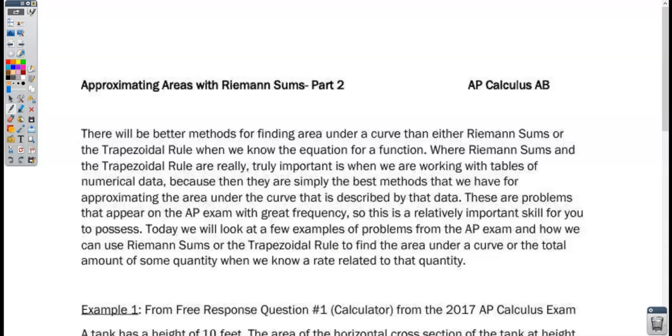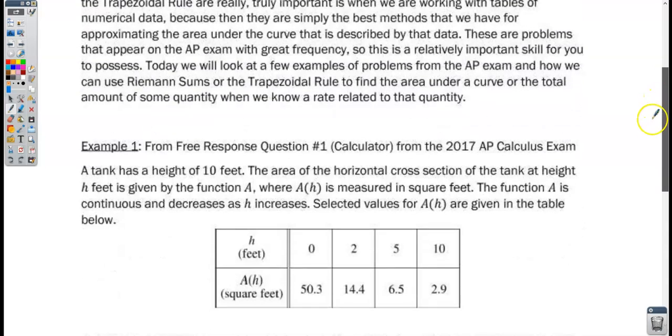These are also problems that show up in the AP exam with great frequency. So what we're going to do is look at a few examples that have shown up on past AP Calculus exams related to using Riemann sums or the trapezoidal rule. We're going to go through a couple examples of those, and then we're going to be done. All right, let's start with the first example.